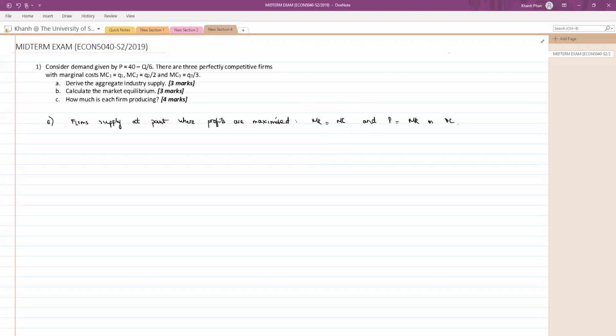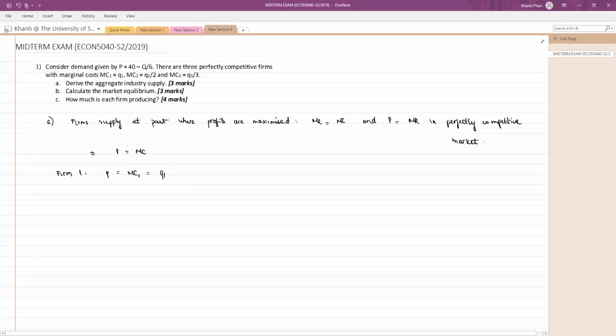So P equals marginal revenue in a perfectly competitive market. Therefore, the condition for the firm to be supplying at the profit maximizing point is where the price equals the marginal cost. So for firm 1, the supply curve is where the price in the market is equal to marginal cost for firm 1, and that is equal to Q1.